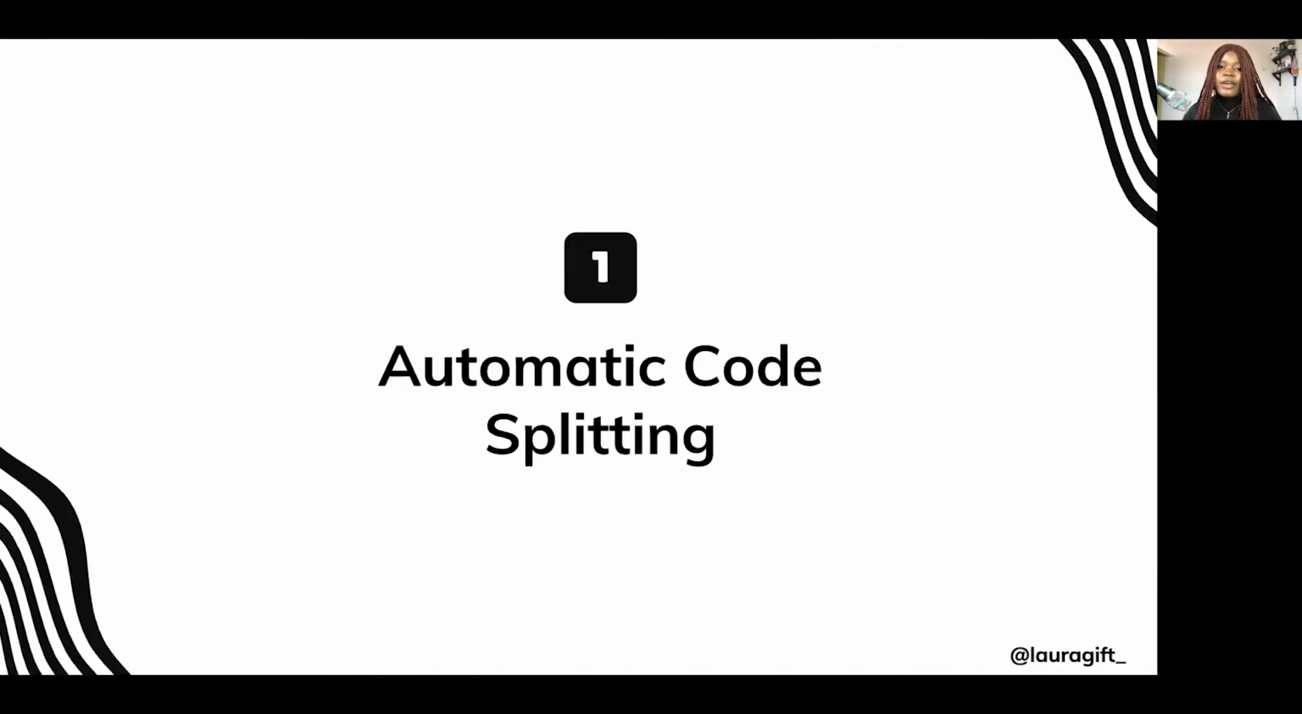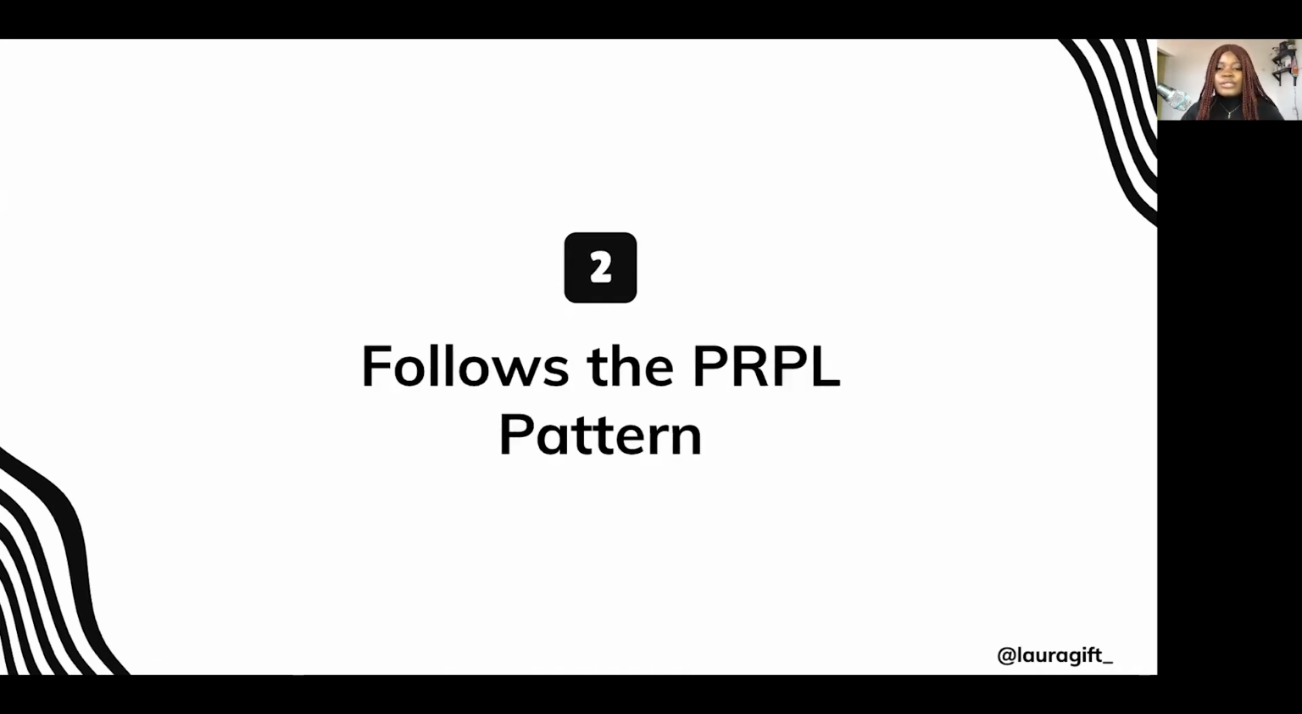First of all, Gridsome has automatic code splitting. What this means is that for every import you declare, your site gets bundled and served with each page. This means that your page only loads what you need at a specific time, and this can greatly improve the performance of your application. It also follows the PRPL pattern. This is a Google-coined pattern and it means push, render, pre-cache, and lazy load. When you put all this together, it can help boost the performance of your applications.